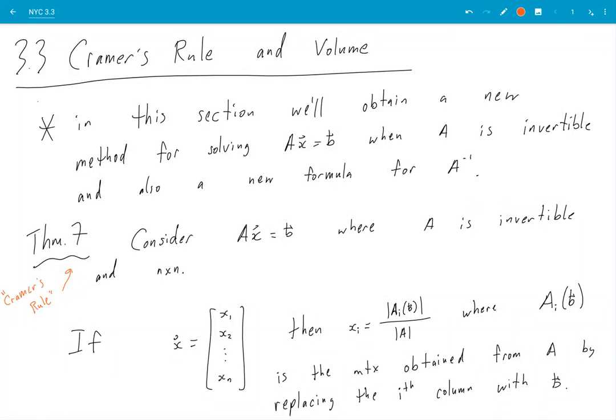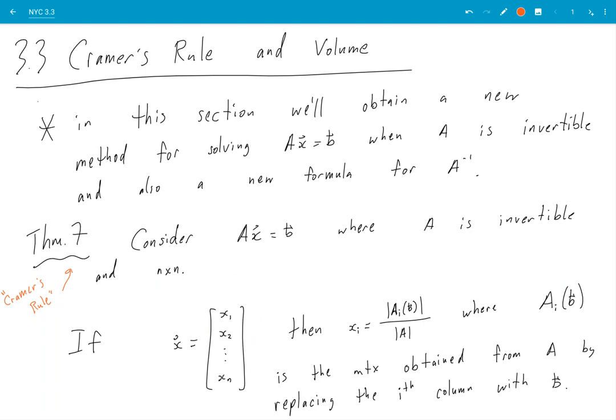Cramer's rule, theorem 7, gives us a formula that is generally not efficient. However, let's say I want to solve this system and I only want to find, say, x3. In that case, I think it's actually pretty efficient if you just care about finding one of these x values. Otherwise, it's better just to row reduce.